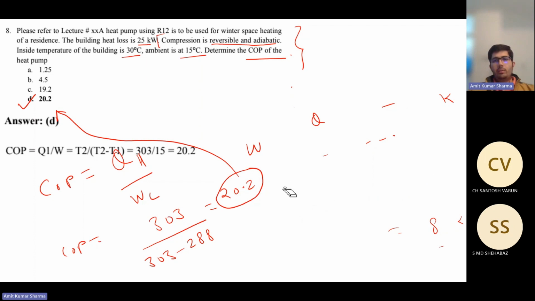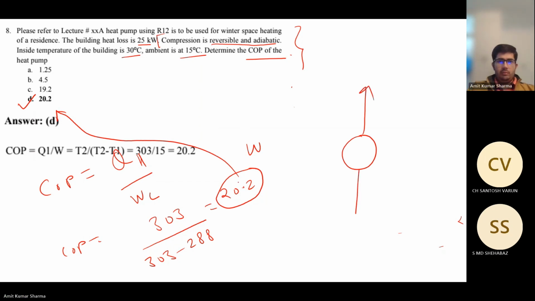It's a very genuine doubt. Good question. Let's just discuss it. So suppose there is compression. This is a compressor. Maybe this is 10 kilowatt, maybe this is 15 kilowatt, okay.